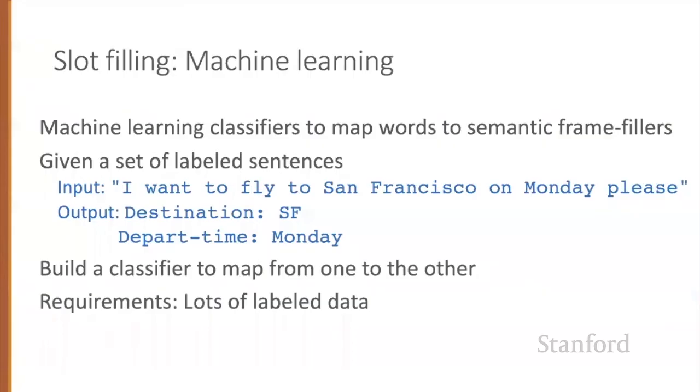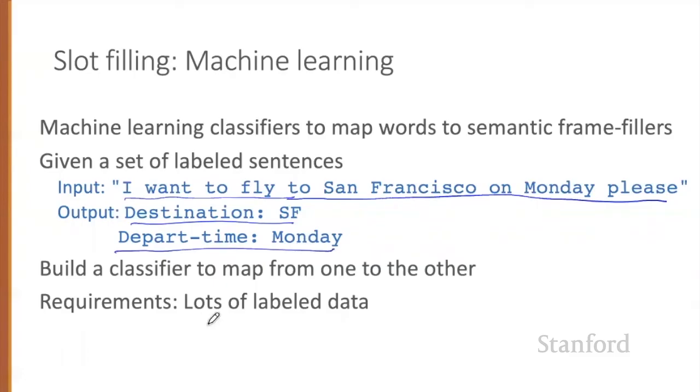The task of slot filling and the simpler tasks of domain and intent classification are generally solved by supervised semantic parsing, where we have a training set that associates each sentence with the correct meaning. The input would consist of sentences like, I want to fly to San Francisco on Monday, please, and the output are the 2 slots with their fillers, destination SF and depart time Monday. Given a whole lot of labeled sentences of this type, we can build a classifier to map from one to the other.